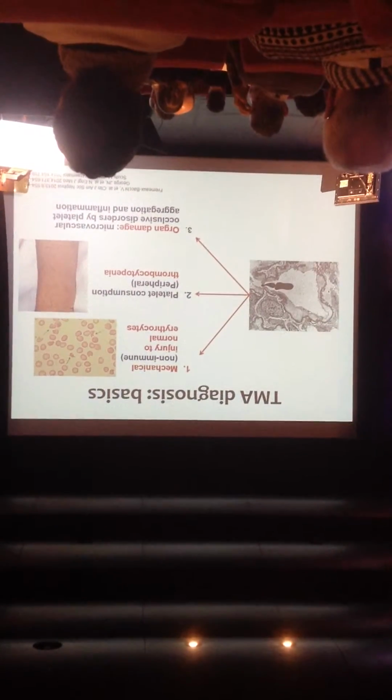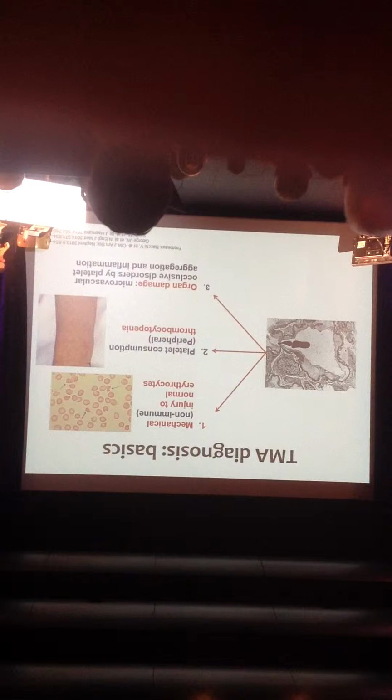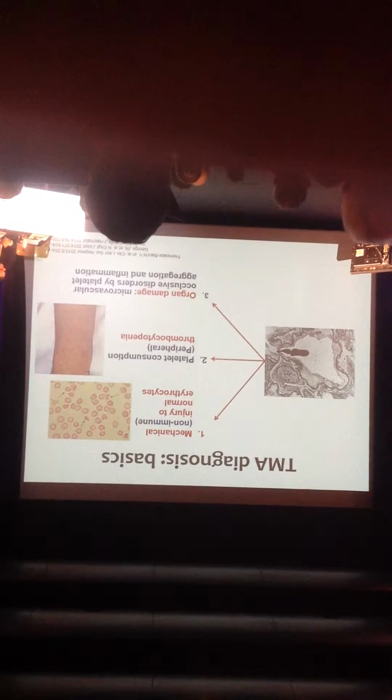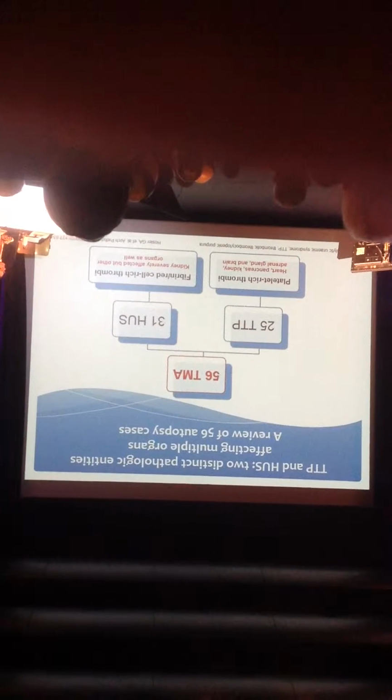Then we will have thrombocytopenia, that is a consumption thrombocytopenia, and people may present with signs of severe thrombocytopenia, both at the skin level but also at the bleeding level. And we will have the organ dysfunction related to the microvascular injury and the occlusive disorders and ischemia.